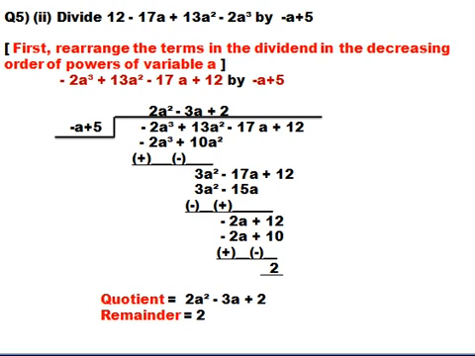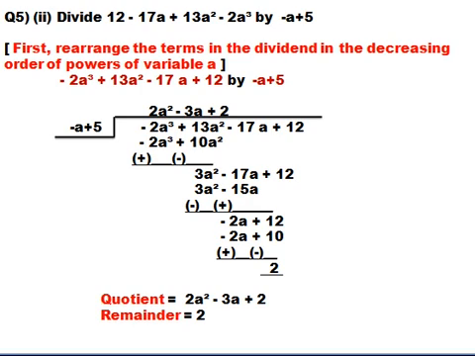So the answer is plus 2, because plus 2 into minus a will be plus into minus, minus, and 2 into a is 2a. So plus 2 will be multiplied to both the terms of the divisor. We get minus 2a plus 10. Subtraction happens again. Minus becomes plus, plus becomes minus. Minus 2a plus 2a is 0.